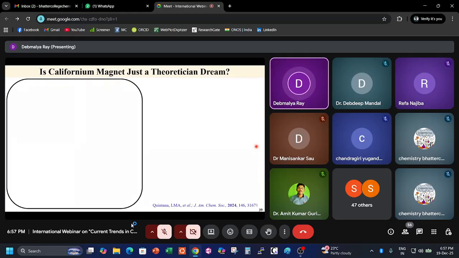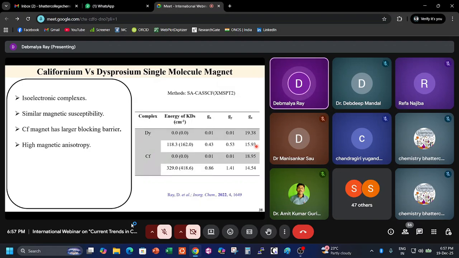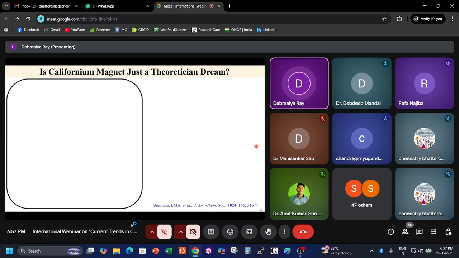Now the question is, I'm a theoretician, right? So when I come up with a prediction of a californium magnet, no one would really believe me until it's proven experimentally. Our work was done in 2022, published in late 2022. So is it really a theoretician's dream? Because a californium magnet doesn't happen every day, it's a very rare element. If you have very few micrograms of californium, you need to run a lab with a lot of radiological safety equipment. And until November 2024, it was actually a theoretician's dream.